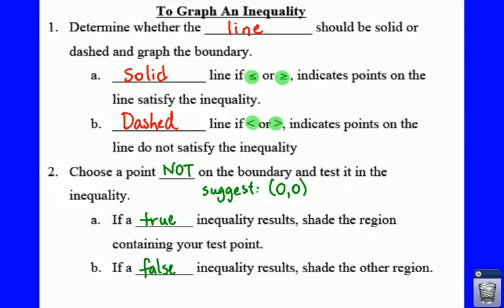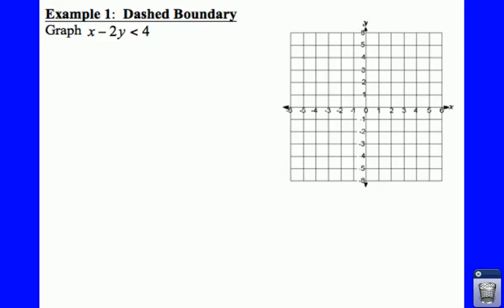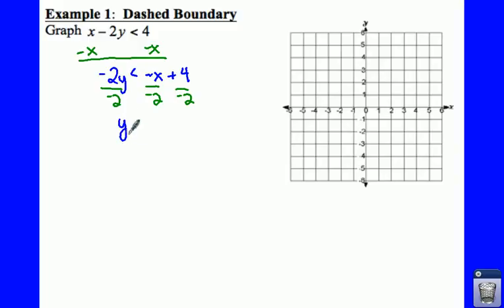So let's look at example number 1 here. The best and first thing you should do is solve this equation for y. So we're going to subtract x from both sides. When you do that, we get negative 2y is less than negative x plus 4. The next thing we need to do is divide everything by negative 2. Keep in mind we are dividing by a negative, so even though it gives us a positive y on the left, the sign needs to flip. It needs to become a greater than. So then we're going to have y is greater than 1/2 x minus 2.